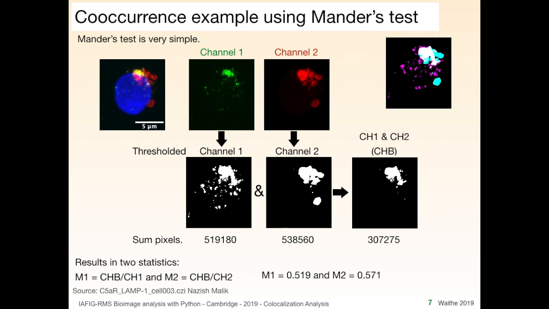So there are two coefficients for the Mander's test, M1 and M2. M1 is channel B, so this output of our AND, over channel 1, and M2 is channel B over channel 2. So what this is saying is, what's the ratio of the shared pixels over both of the individual channels? Okay, and through these two metrics, M1 and M2, you can then use that to describe your colocalization.